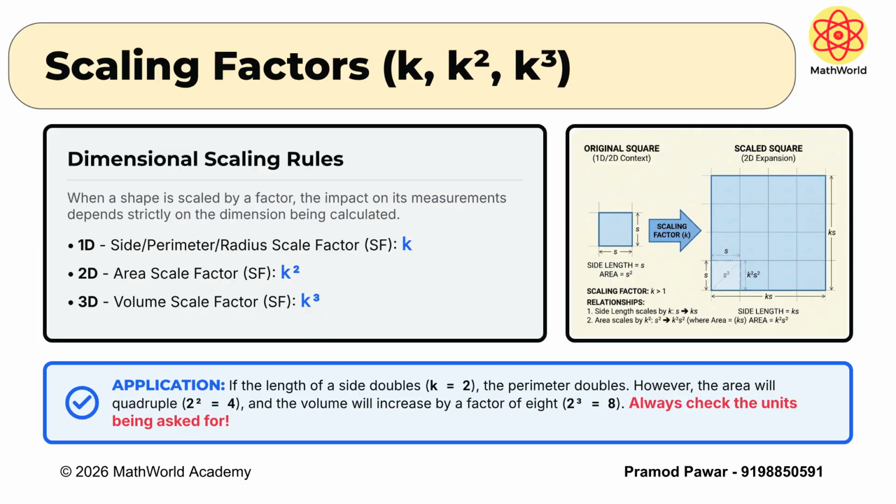If you have a 1D side scale factor of k, meaning the ratio of the corresponding sides is k, then the ratio of their areas is going to be k squared, and the ratio of their volumes will be k cubed. So this whole scale factor concept is a massive shortcut. It allows you to solve for those properties instantly without getting bogged down trying to calculate the actual measurements. That's the main concept you need to lock in here.